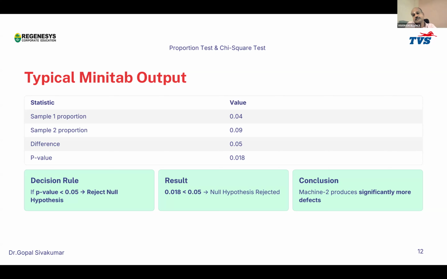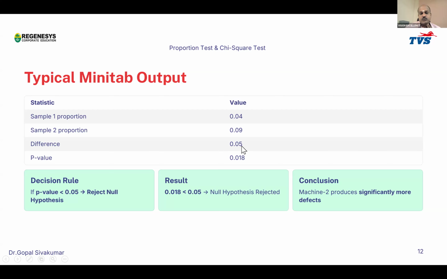Because rejection rate is a proportion. Do you all agree? Rejection rate is a proportion. Yes or no? 4%, 9%. Is it a proportion or not? Yes. Proportion is a ratio between two attribute data, not a measurable data. 4 parts rejected out of 100, that is 4% proportion. 9 parts rejected out of 100, that is 9% rejection.